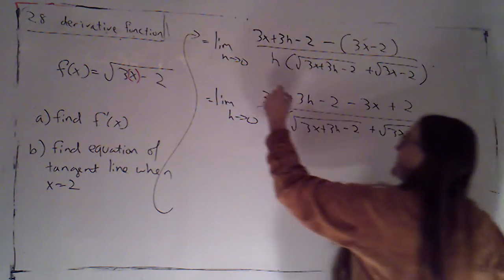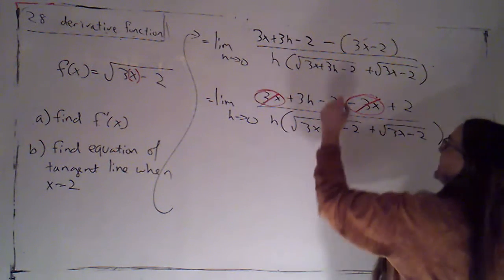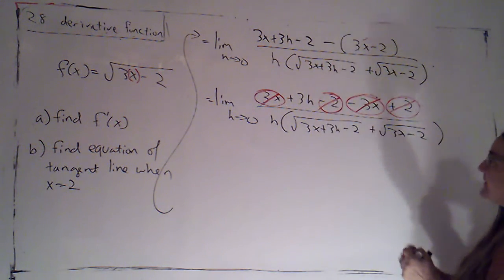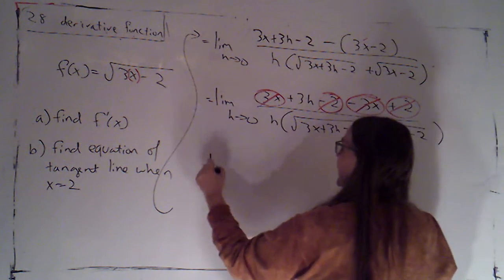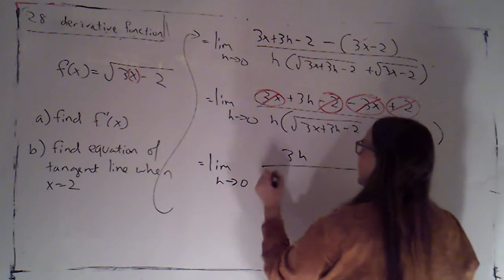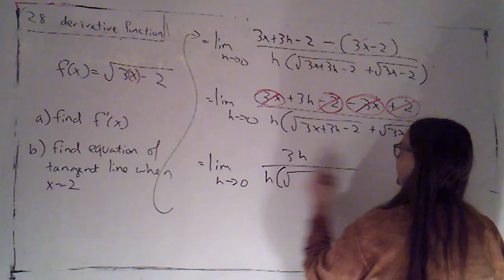Now on top, here's a 3x and a minus 3x. Those are going to cancel. Here's a minus 2 and a plus 2. Those are going to cancel. All that's left on top is this 3h. That's lovely because I'm going to be able to cancel with that h.